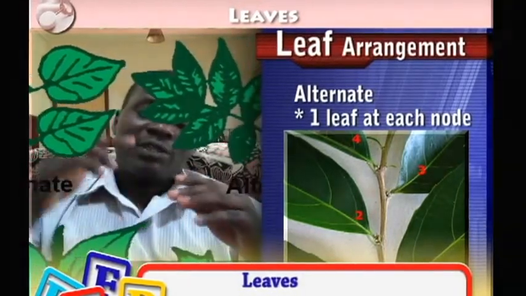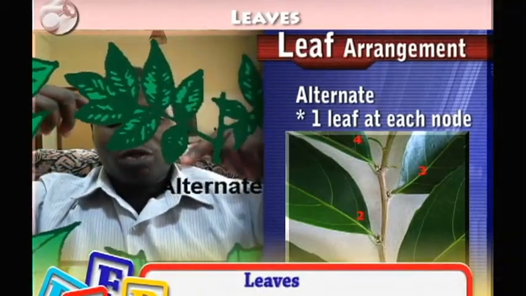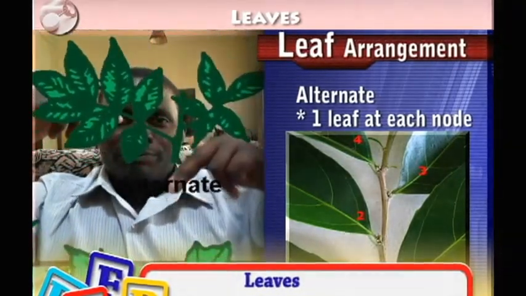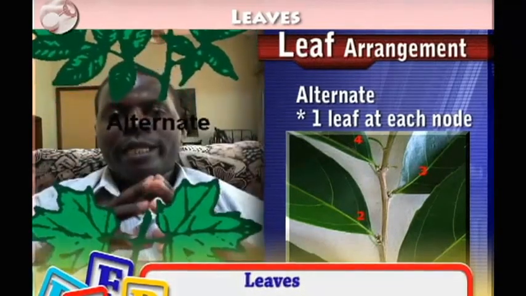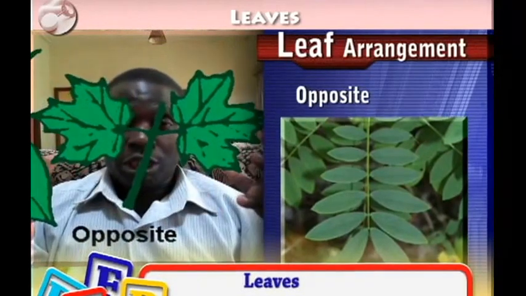Meaning that if we have a node here, there will be 1 leaf. If we have another node here, there will be only 1 leaf. That is the alternate. And then we have another arrangement of leaves, which we call the opposite arrangement.